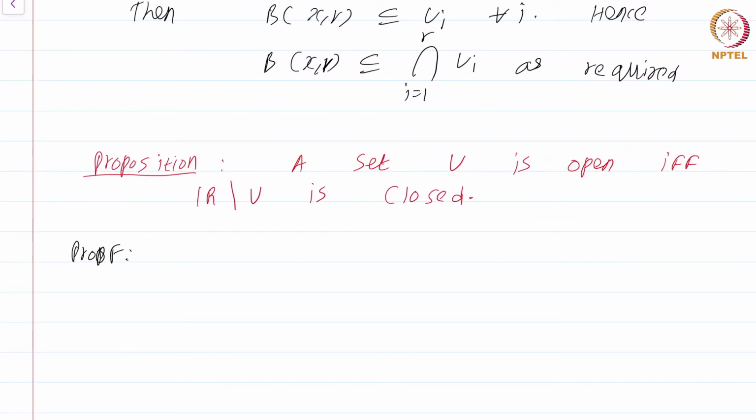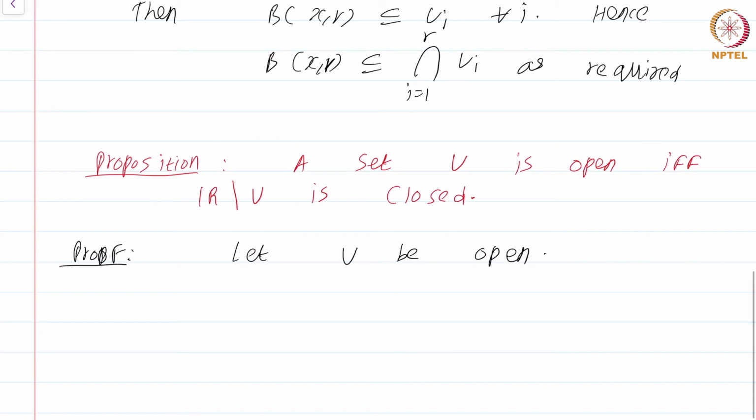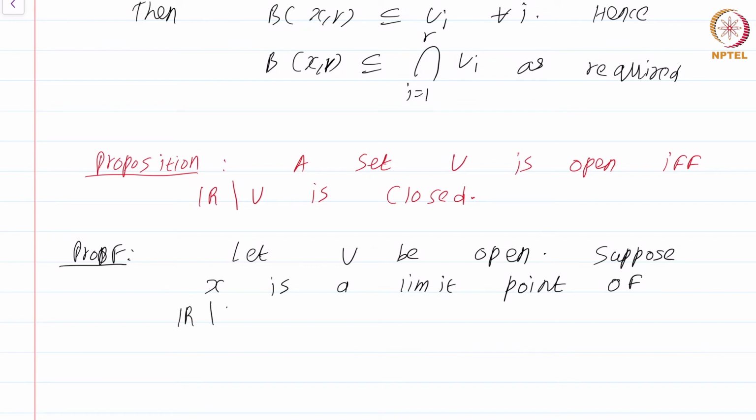Proof. Let U be open. Okay, suppose X is a limit point of R minus U. Suppose X is a limit point of R minus U. We will show that X cannot be an element of U.